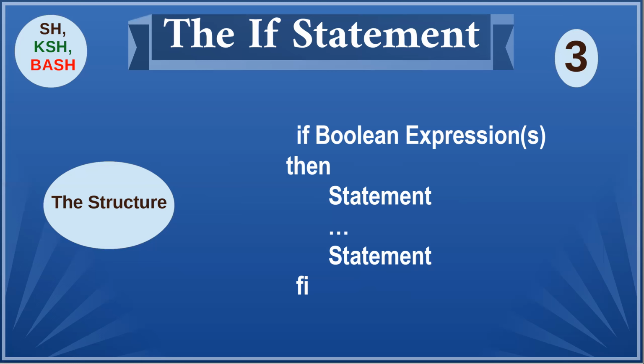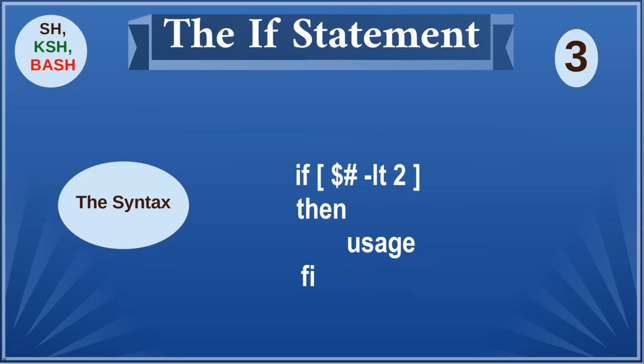So it is going to compare it, and if it finds it true, it's going to just run it. Here is an example. We say if, left bracket, $# -lt 2. Dash lt means less than 2. So if $#, which is the number of arguments passed on the command line, is less than 2, then you call the function usage. Usage in this case is a function that is previously defined, and then you just call it.